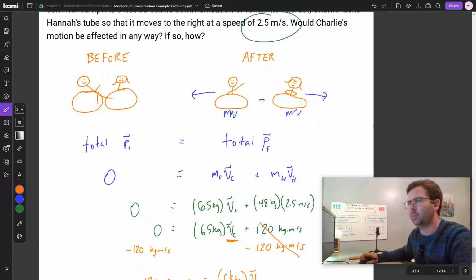So just check to make sure that makes sense. It's negative because he's moving to the left as a result of pushing Hannah to the right. Hannah got pushed at a speed of 2.5 meters per second. Charlie's speed is lower, but he's also bigger. So they have the same momentum, just in opposite directions.